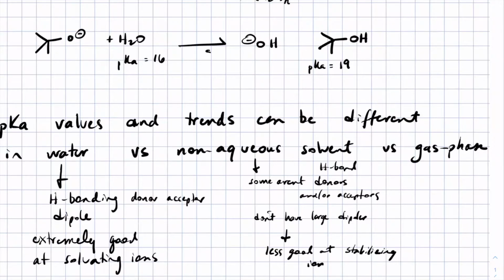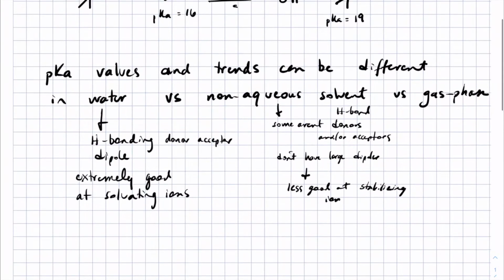If you're going to donate a proton to something, in a lot of cases, you're going to get something that's positively charged and something that's negatively charged. So pKa trends can be very different. And in general, if you were going to predict, if you've got an acid in water versus an acid in a non-aqueous solvent, where is the acidity going to be stronger?